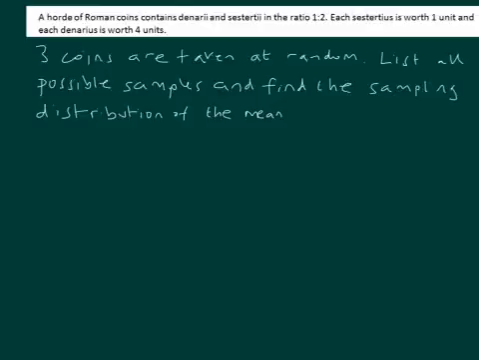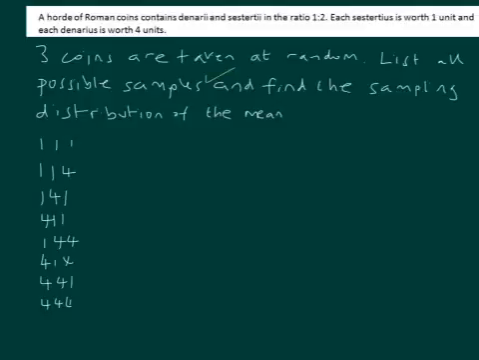So with the same scenario as before, we're going to take 3 coins at random, list all possible samples, and then find the sampling distribution of the mean. So we could have 1, 1, 1; 1, 1, 4; 1, 4, 1; 4, 1, 1; 1, 4, 4; 4, 1, 4; 4, 4, 1; and 4, 4, 4. I've done this in a slightly strange order, but this is going to make sense in a minute. So we've now listed all possible samples.